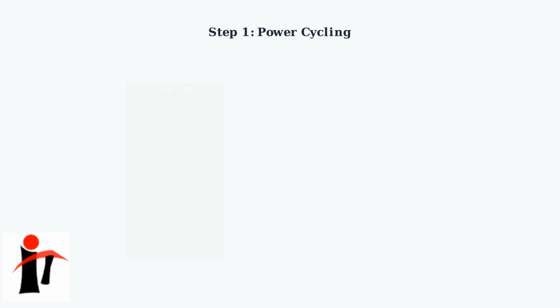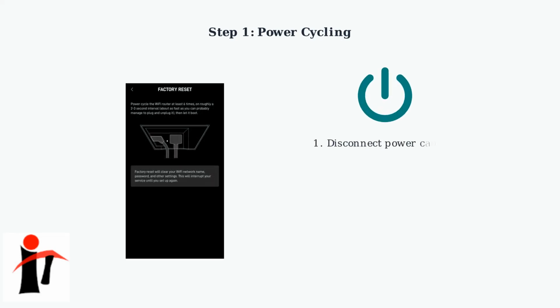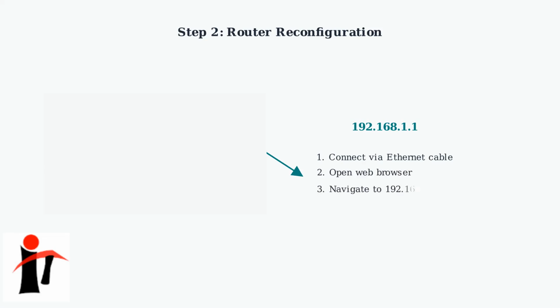The first troubleshooting step is power cycling your router. Disconnect the power cable for exactly 30 seconds, then reconnect it and wait for the device to fully boot up, which typically takes 2 to 3 minutes. If power cycling doesn't resolve the issue and you performed a factory reset, you'll need to reconfigure your router.